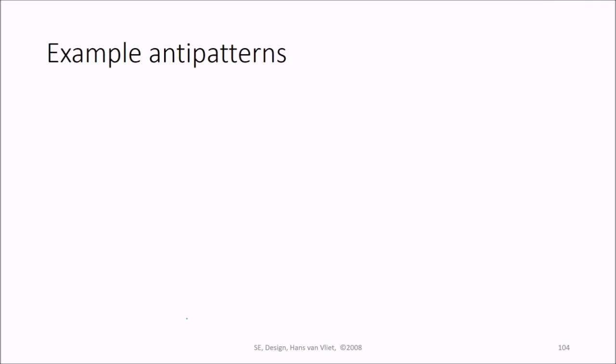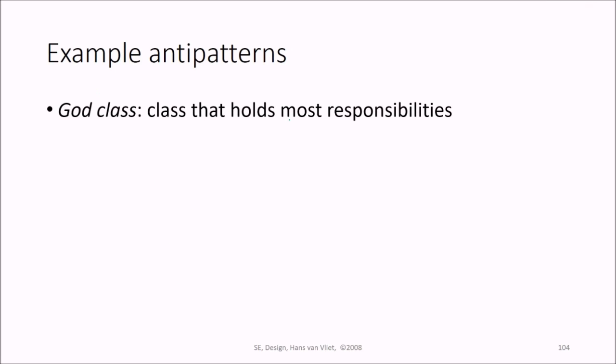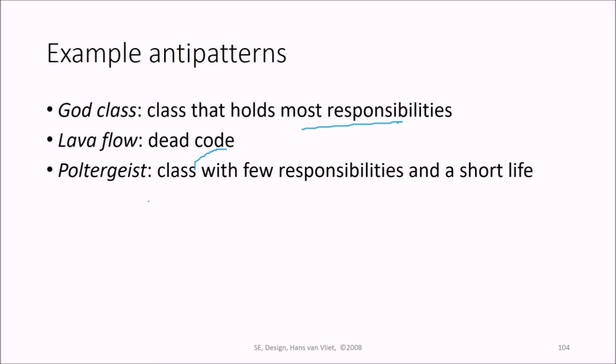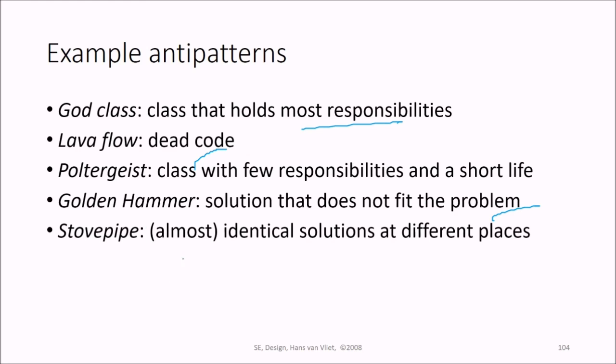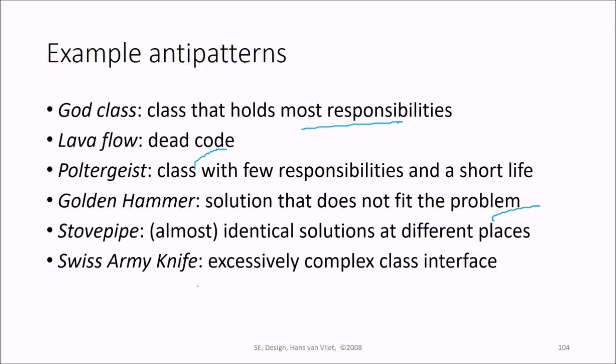Okay. What can be examples of anti-patterns? Like the God class that holds most responsibility, lava flow, which means dead code, and of course the poltergeist, that is a class with few responsibilities and a short life. The golden hammer is a solution that does not fit the problem. The stovepipe means almost identical solutions at different places, and the Swiss Army knife is an excessively complex class interface.